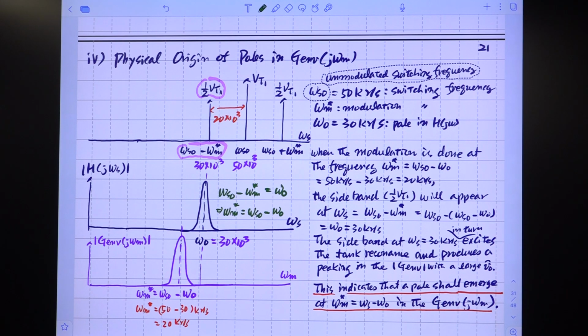Okay? So for some specific example, suppose this unmodulated switching frequency was this one, okay? And the resonant frequency was this one, okay? So if the modulation frequency is 20 kilohertz, then this one minus this one was 50, and this one was 20, then this becomes 30, right? 30 times 10 to the 3 at this frequency, then there is a pole. Should be a double pole here.